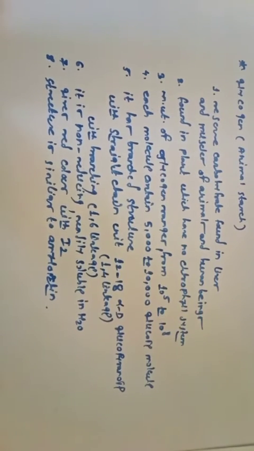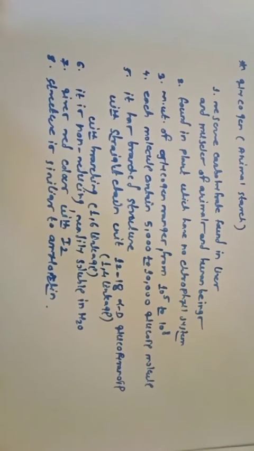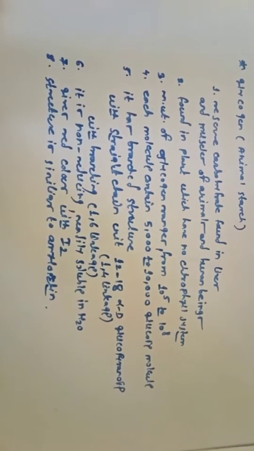Again, the structure is similar to amylopectin. We already discussed amylopectin. It is a branched homopolysaccharide and a constituent of starch. It is not only a linear sequence, there is branching also. It consists of 1,4 linkage as well as 1,6 linkage. Whenever there is a 1,6 linkage, there is a branch. So the structure of glycogen is similar to amylopectin.